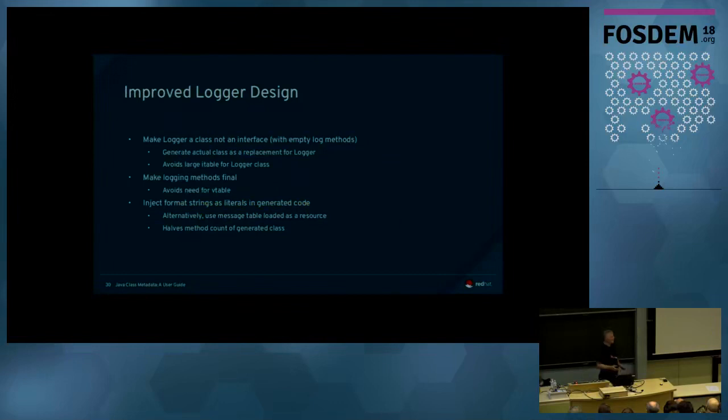So the solution that we're now implementing is to get rid of the interface and make the actual original class just a class with dummy methods, and generate an alternative replacement which you put in a jar earlier in the class path. So you can compile against the dummy version, but replace it with a real version. There's no interface, so there's no I table. That's 475 methods and 475 pointers in the I table removed.